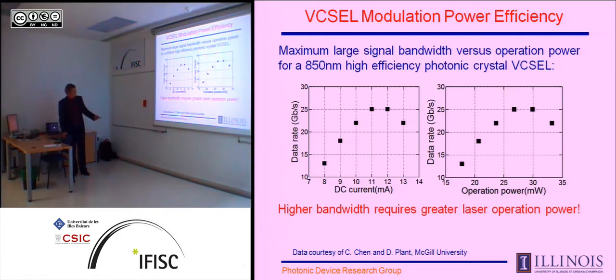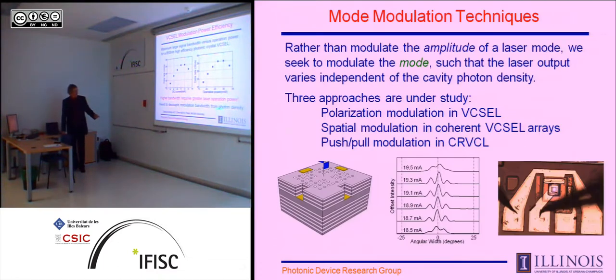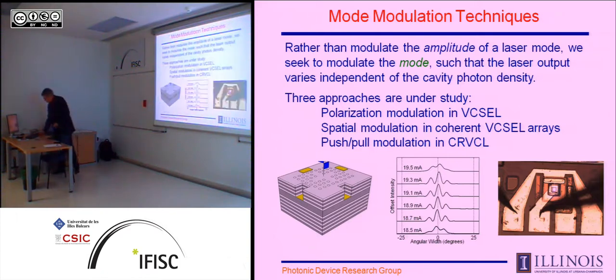This is my grad student, Chin Chin, who actually did most of this research I'll show you. This is the data rate of a VCSEL, actually a very optimized VCSEL, as a function of operation power. And you can see that if you want to go to higher speeds, to 25 gigabit per second, you're going to have to operate this at higher power. So if we want to expand the internet, we either have to use more lasers, which means more power, or we use existing lasers and operate them faster, which still means more power. So higher bandwidth following this approach implies more power. We need to somehow decouple the bandwidth from the photon density. And that's what I'd like to talk about.